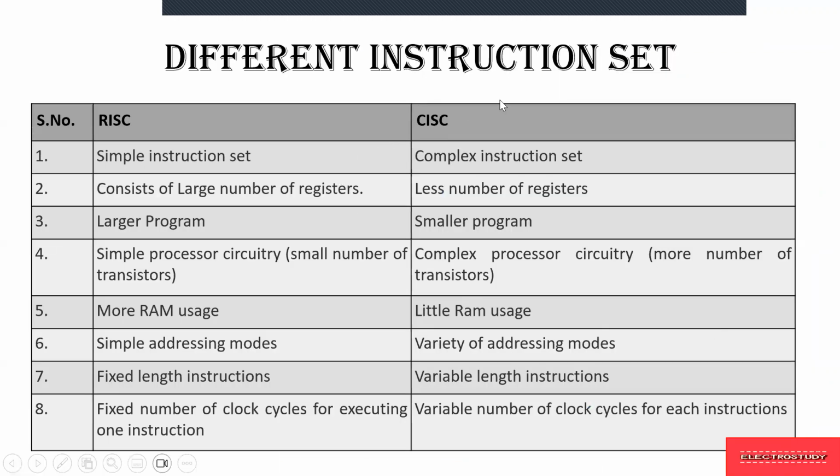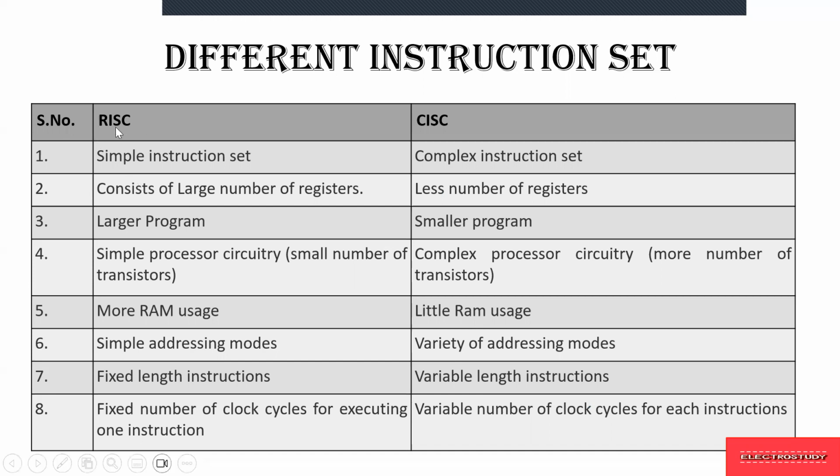And next, moving into different instruction sets, RISC and CISC. These are the two instruction sets called RISC and CISC. RISC is a reduced instruction set, and CISC is a complex instruction set. Most microprocessors will use either of these. When we talk about RISC, it is the reduced instruction set. It consists of a large number of registers, the program instruction that is fed in is very small, and the RAM usage will be on the higher side.